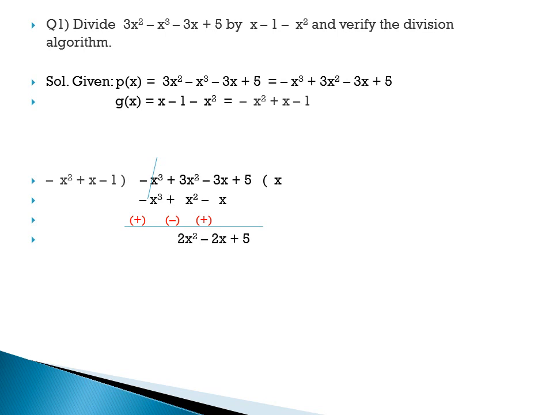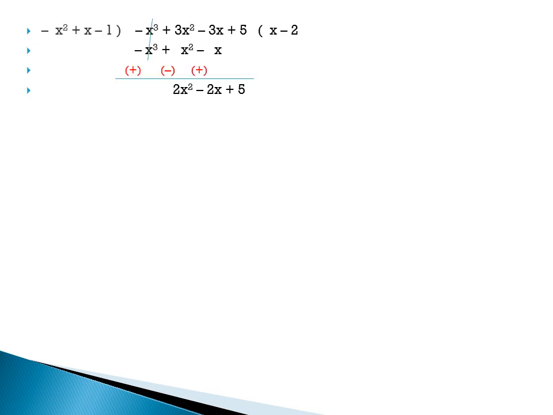Now our focus will shift to 2x square. Now we need to cancel out 2x square. Minus x square into which quantity can give us plus 2x square? So the first thing is minus sign is there in x square, so we need to take care of that. Minus into minus definitely we need to do in order to get the plus sign, and 2 into x square will give us plus 2x square. So we will multiply with minus 2, as minus x square into minus 2 can give us plus 2x square.